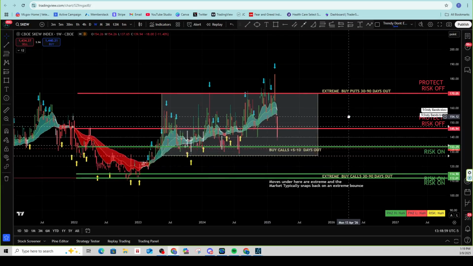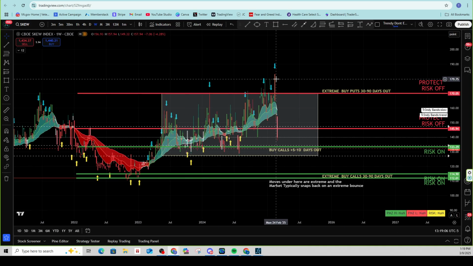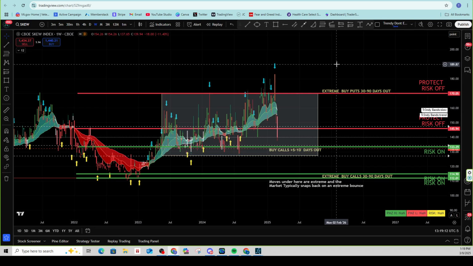Right now, what the skew is saying is that it's at 139, and it looks better than it did way up here because this was super extreme. So we are in an area where we could see the market bounce to the upside.